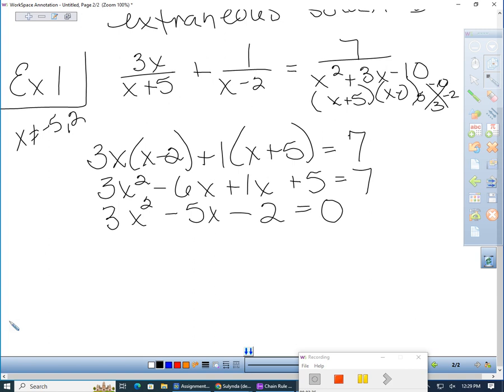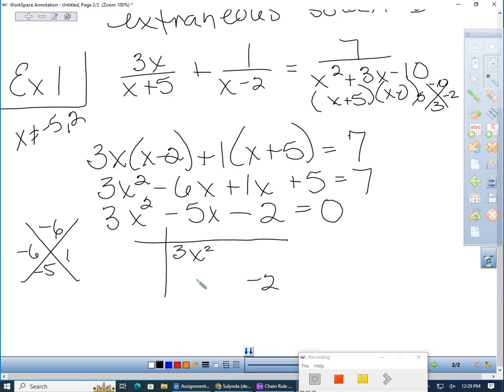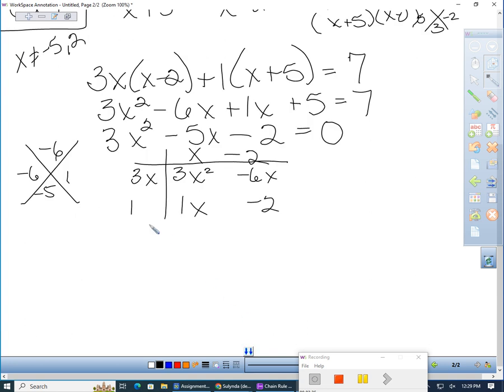So now do you guys want to do it by quadratic formula or you want to factor? Factor. All right. Negative 6 on top, negative 5 on the bottom. That would be negative 6 and 1. I'm then going to throw it in the box. So I have 3x squared in the first spot, negative 2 in the last one. My diagonal is negative 6x and 1x. Out of the top line, I can take a 3 and an x. The bottom line, I can only take out a 1. Up and down, I can only take out an x. And up and down, I can take out a negative 2. So my factors are 3x plus 1 and x minus 2.